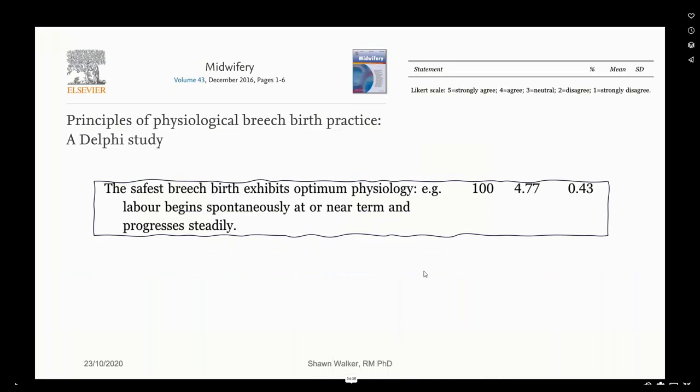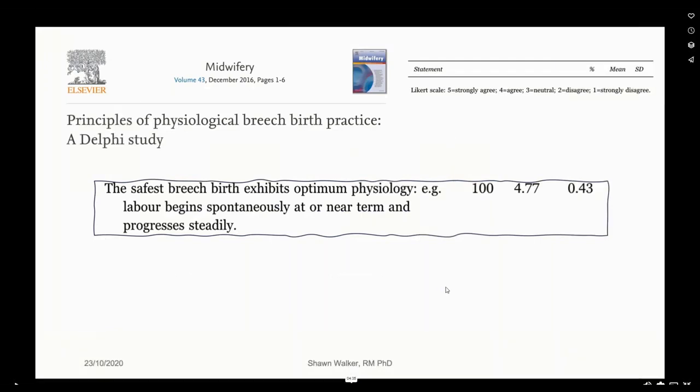The safest breech birth exhibits optimum physiology, so when labor begins spontaneously at or near term and progresses steadily, there is a hands-off technique. If you remember in the guideline and the classic way of delivery of breech, we always say that we leave the baby to be delivered on its own without touch, hands off, until everything is going smoothly, and when there is a certain point of delay, we do our maneuvers. This is what we know from the guideline. What is the difference between the assisted vaginal breech delivery by the guideline and the physiological breech method?